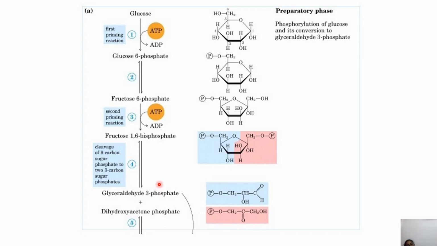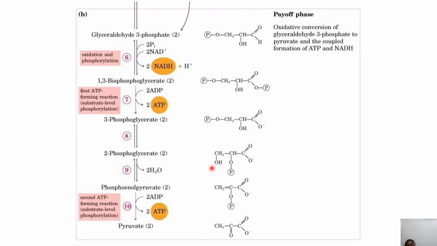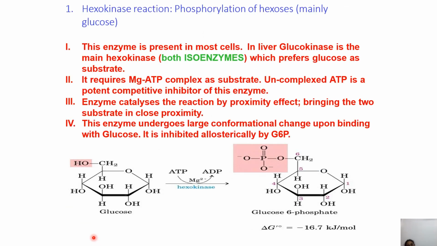Okay. This is the first primary reaction, then the second primary reaction, then the cleavage of 6 carbon sugar phosphate to 3 carbon sugar phosphate. Then there is the payoff phase, which is basically oxidative conversion of glyceraldehyde 3-phosphate to pyruvate and the coupled formation of ATP and NADH. So the oxidation and phosphorylation happen. First ATP forming reaction, substrate level phosphorylation. Then the second ATP forming reaction, which is again substrate level phosphorylation.